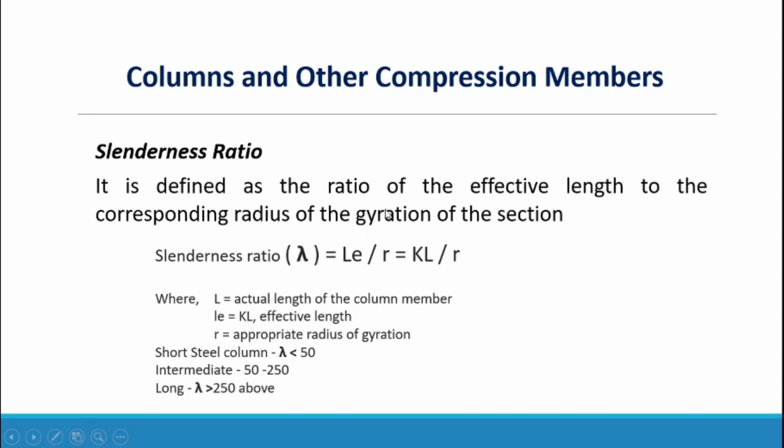Slenderness ratio. It is defined as the ratio of the effective length to the corresponding radius of gyration of the section. Slenderness ratio is equal to Le over r, or KL over r, where L is the actual length of the column member, Le is equal to KL, which is the effective length, and r is the appropriate radius of gyration. For the short steel column, the slenderness ratio is less than 50. For the intermediate, that's 50 to 250. And for the long column, the slenderness ratio is more than 250 or above.